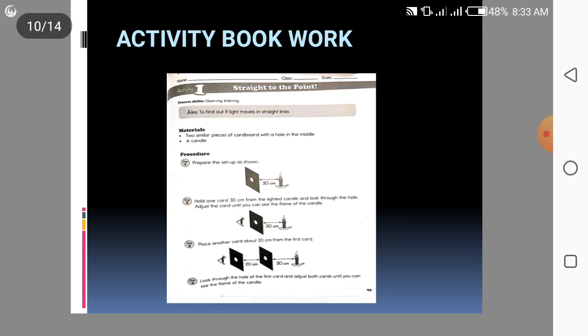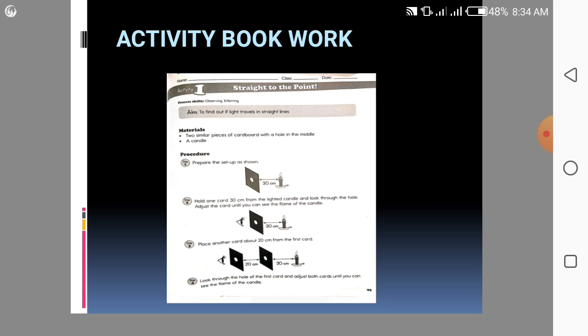Now we have to do activity book work. Please open your page number 95. Here our aim is to find out that light travels in a straight line. We have to discover how light travels in a straight pathway. We require two similar pieces of cardboard with a hole in the middle and a candle.